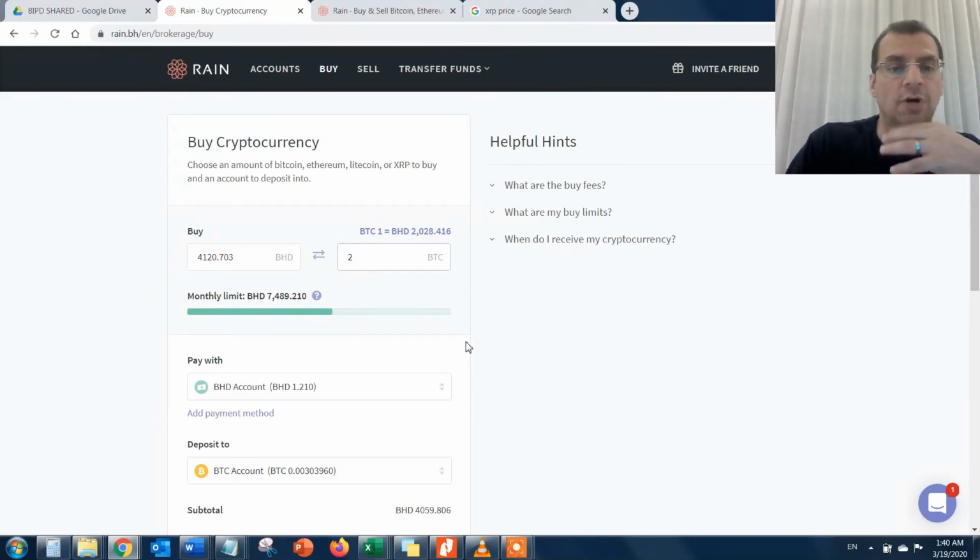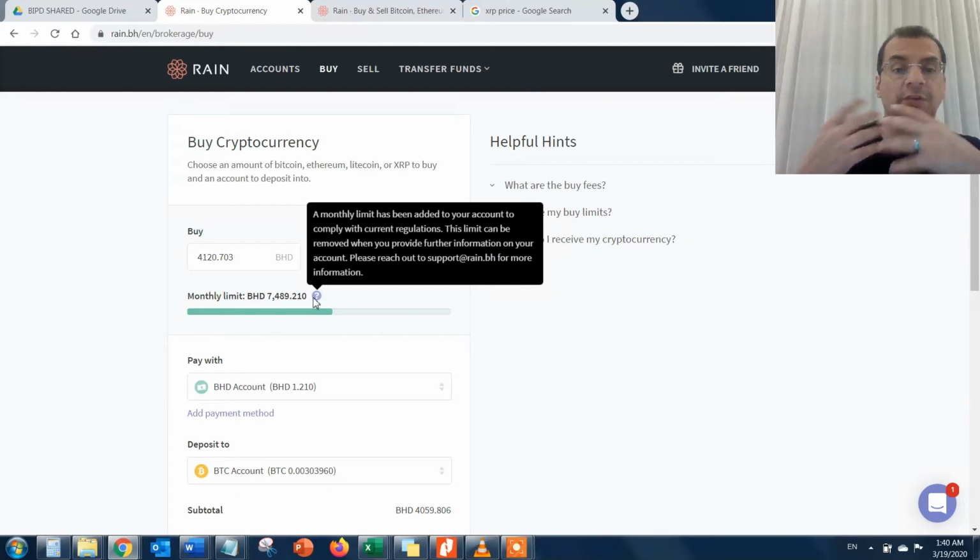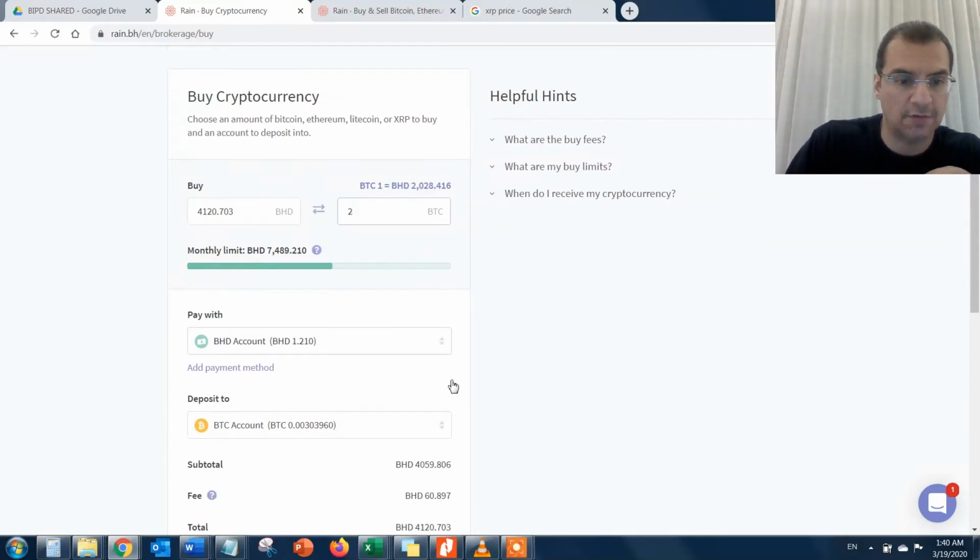If you want to do higher transaction amounts, you can contact them. It says here that this limit can be removed when you provide further information on your account. Please reach out to support at Rain.bh for more information. You can give them your information and justification for why you want to purchase more than this amount, and once they approve you, they will remove this restriction from your account.